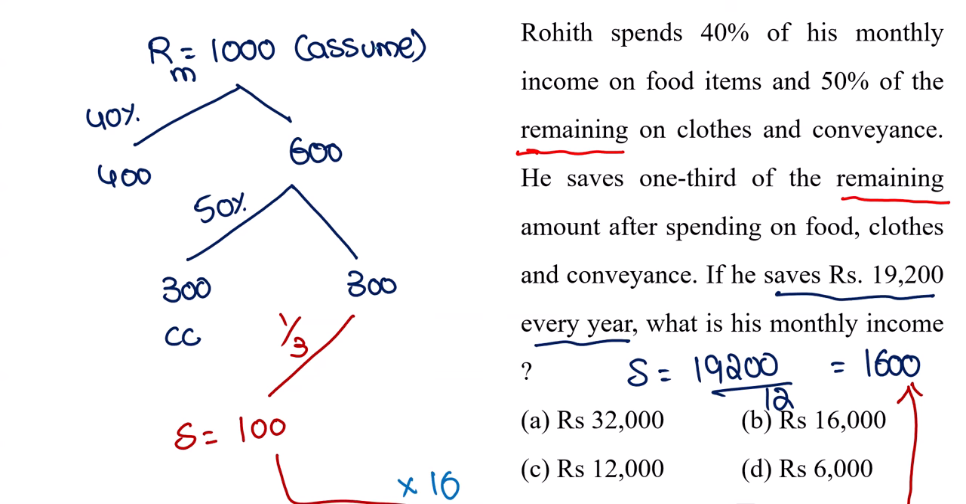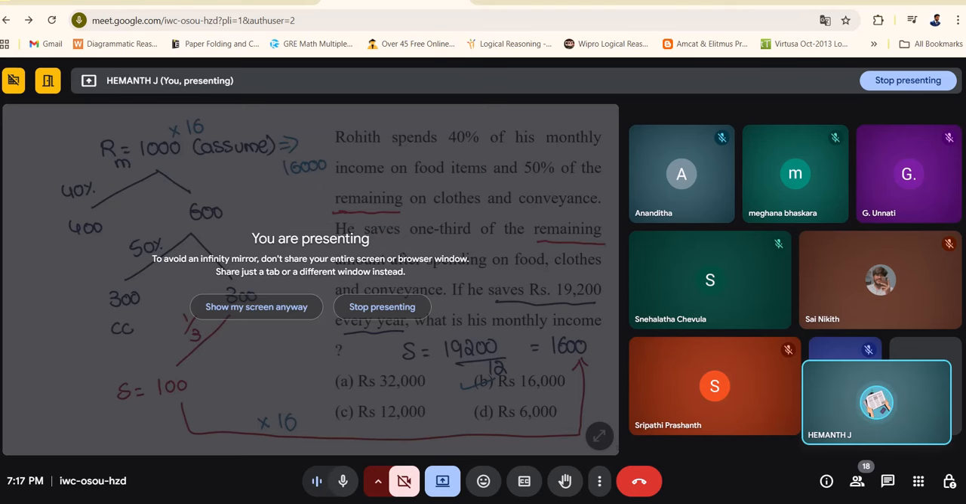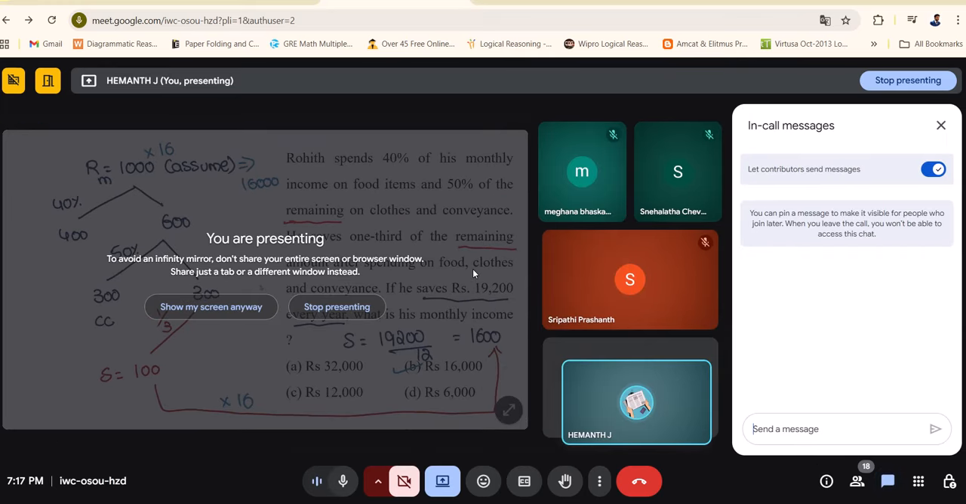So here also, whatever my assumption, I have to multiply by 16. Then the monthly income of Rohit will be 16,000. Option B is correct. I believe you understand the answer, right? So option B is correct.